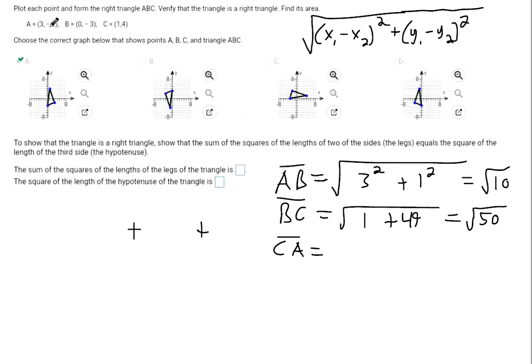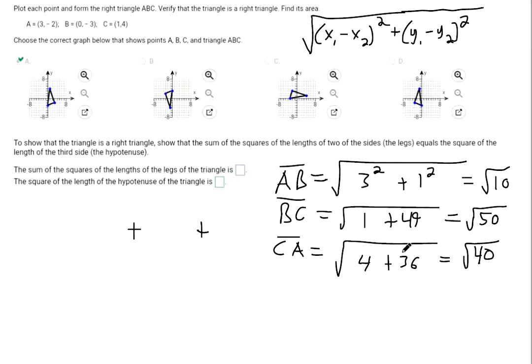And then CA, 3 minus 1 makes 2. 2 squared makes 4. All right, I just did this. I put 3 in for x1, 1 in for x2. I subtracted the x-coordinates and I squared it. Wait, yeah, I squared that right. Okay. And then negative 2 subtracted by 4 makes negative 6. Negative 6 squared makes 36. So this is square root of 40.